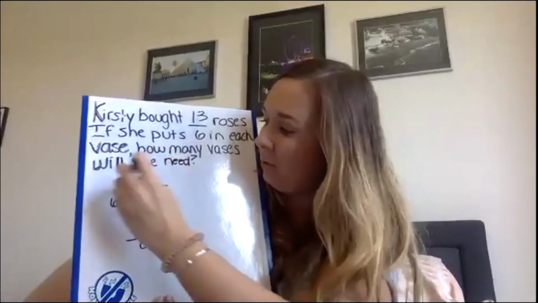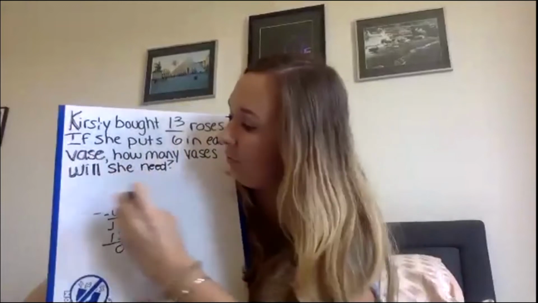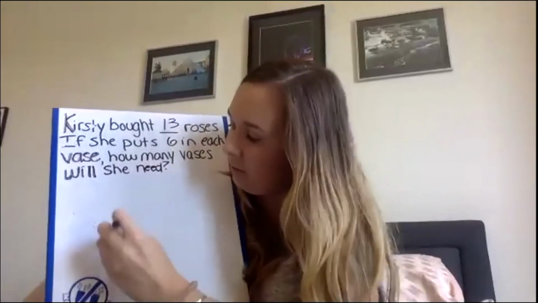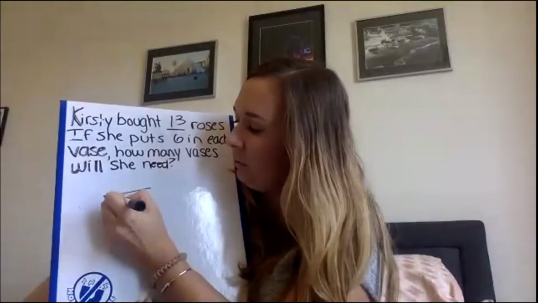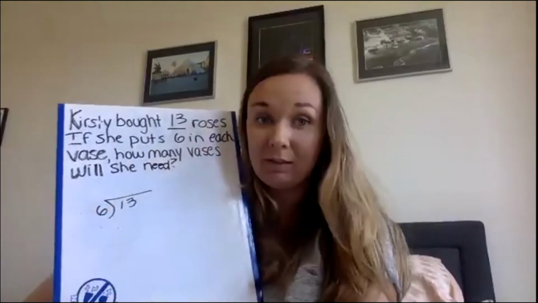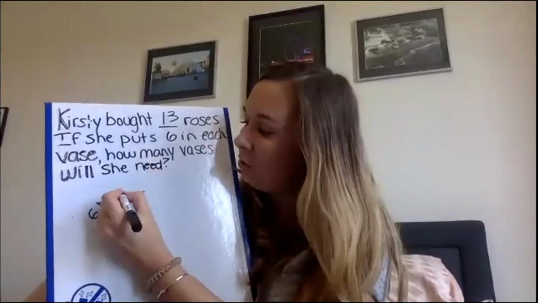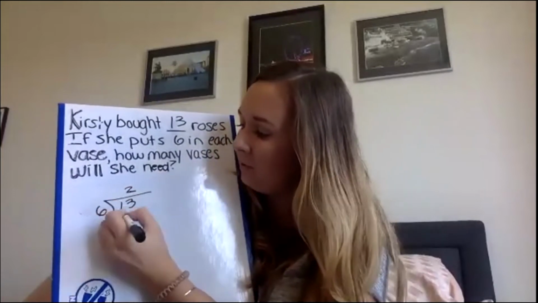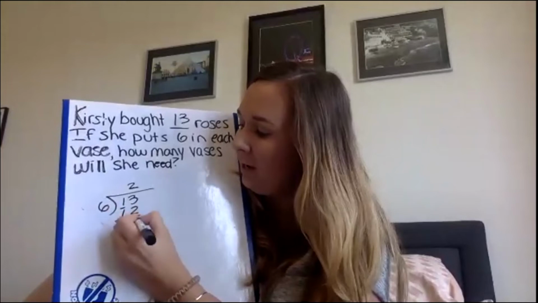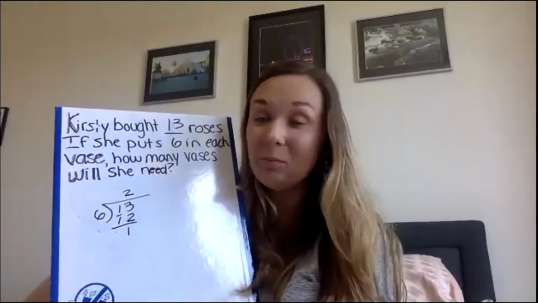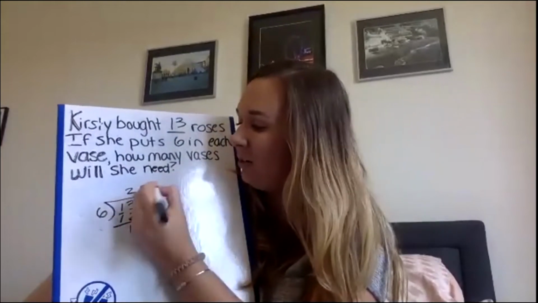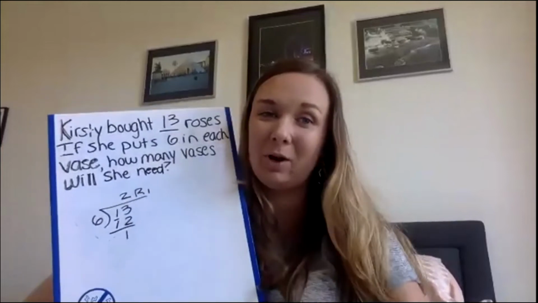This time I'm going to solve the division problem of 13 roses split into groups of 6. So I'm going to do 13 divided by 6. 6, 12, it goes in 2 times. 2 times 6 is 12. And I have 1 left over. There's nothing to bring down, so I know that that's a remainder. So my answer to this is 2 remainder 1.